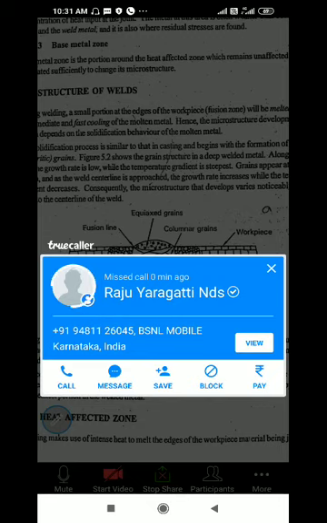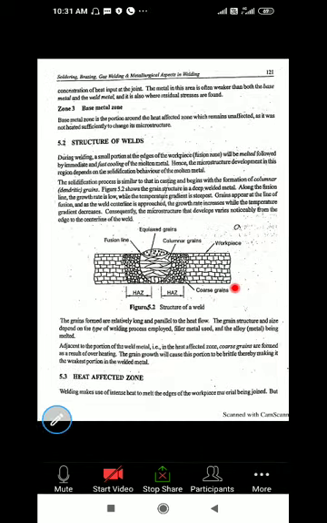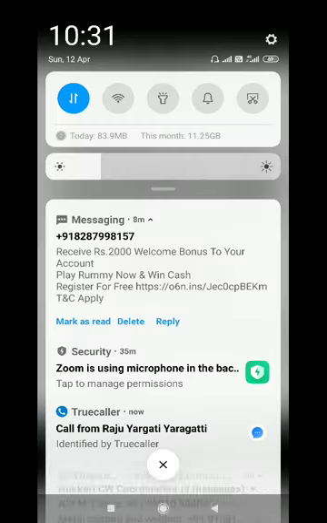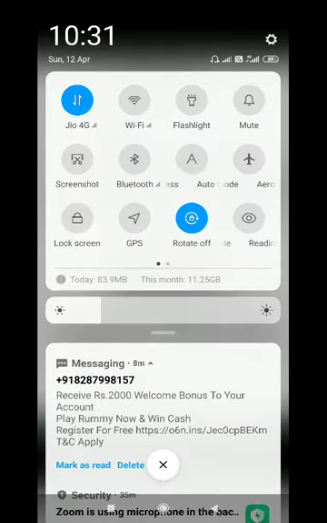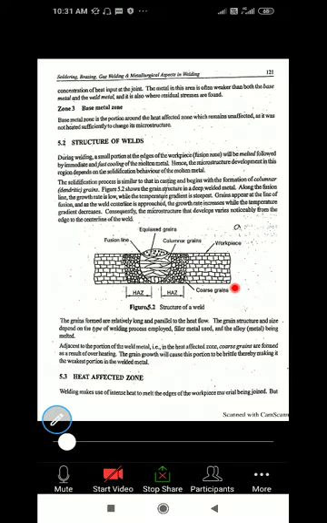I hope you have understood this one, the structure of the welding. Now let us see the heat affected zones. Anybody having doubts? No, sir.